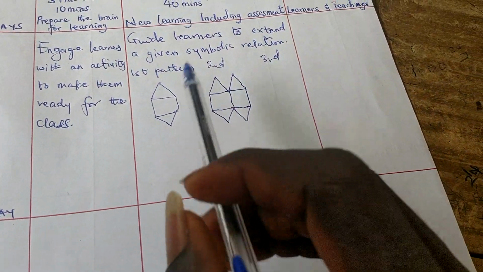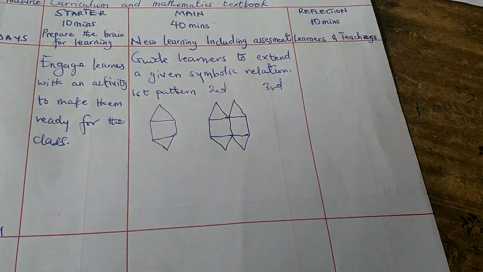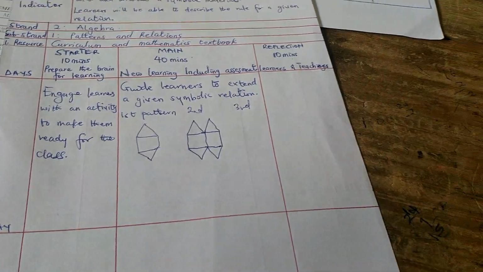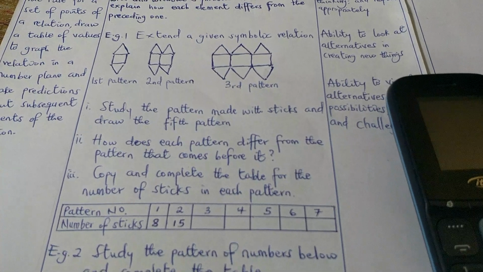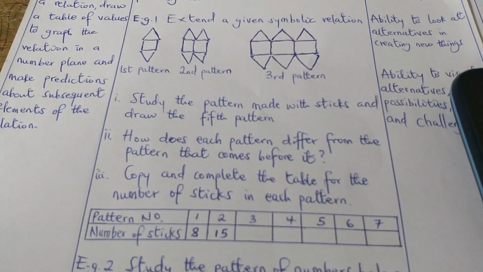So on Monday, this is what we are going to teach the kids. We are going to guide the learners to extend a given symbolic relation. Are you getting it? Good. So the question even there in the curriculum can even guide you. You can use the question there, then you have it there.